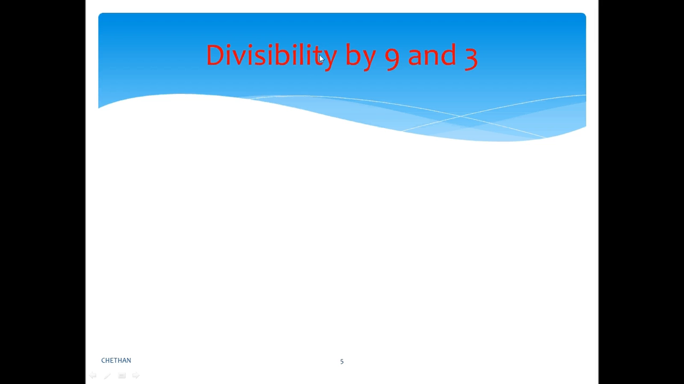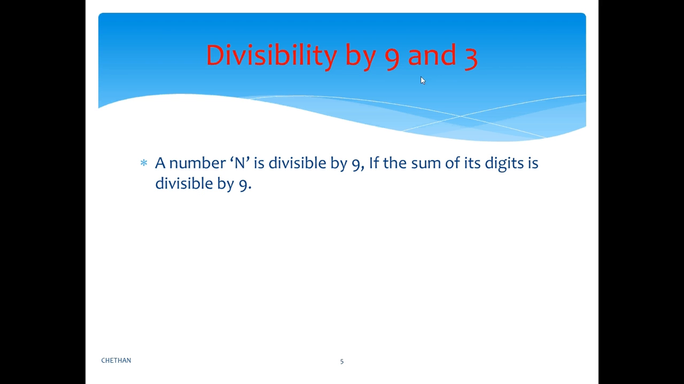But in the case of divisibility by 9 and 3, we don't check the unit place. That means the unit place method is not working here. We have another method to test the divisibility of 9 and 3. For both 9 and 3 we have the same pattern.